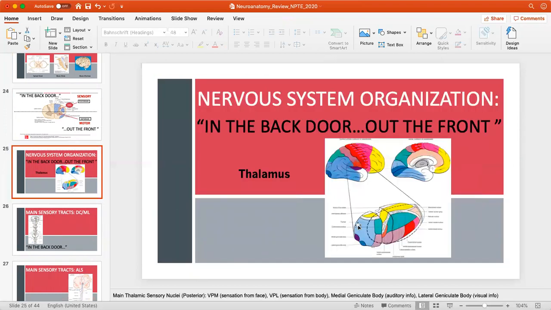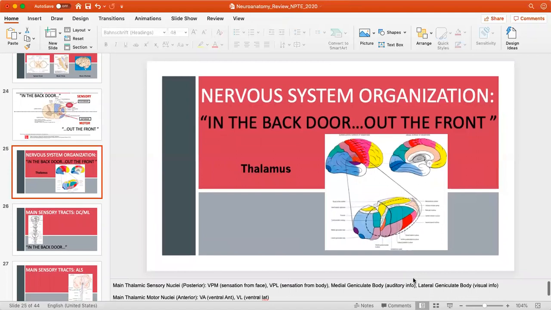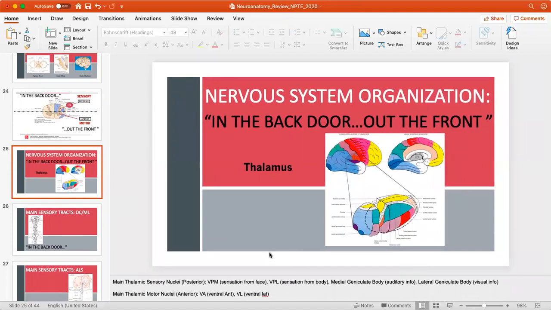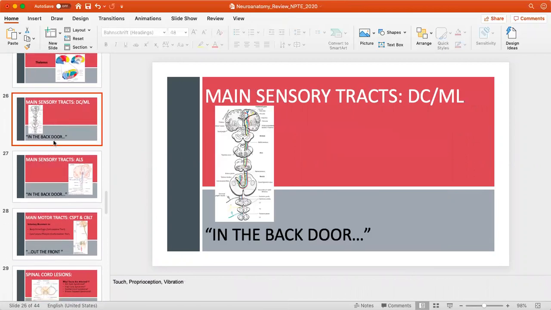In the thalamus, same thing holds true. So main thalamic sensory nuclei are going to be posterior. Main thalamic motor nuclei are going to be anterior. So I have that in the notes for you. I'm not going to walk through that because I think that gets a little bit detailed, but the organization is the same. So that's for your reference.